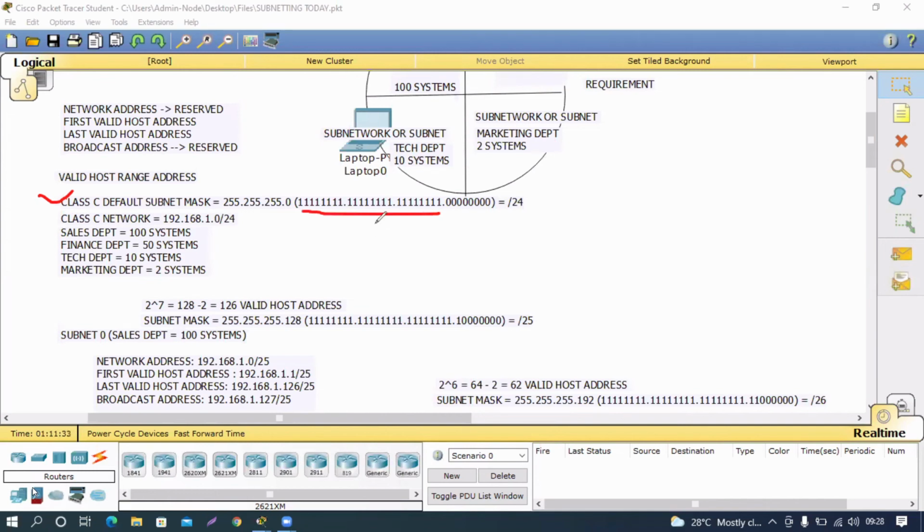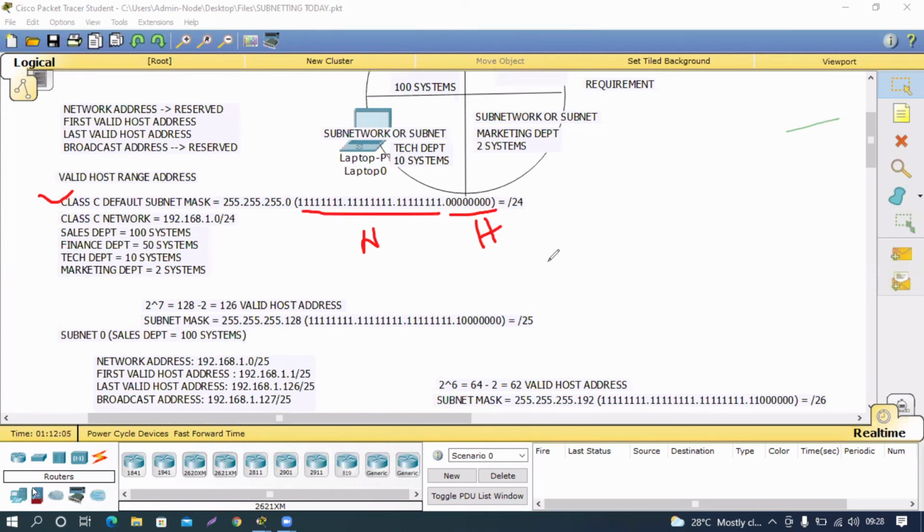24. And how many host bits? 8. This is your network and this is your host. Always you calculate the default subnet mask. Every single subnet mask you are calculating for a subnet, always you use the default subnet mask. This is class C subnetting, what we are doing, and in class C, always 8 bits is your host bits.